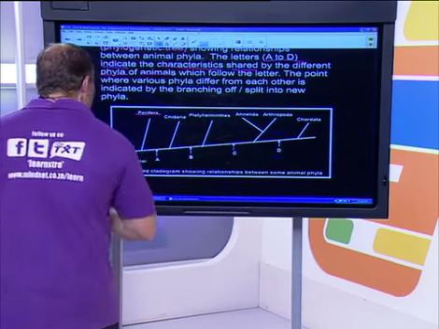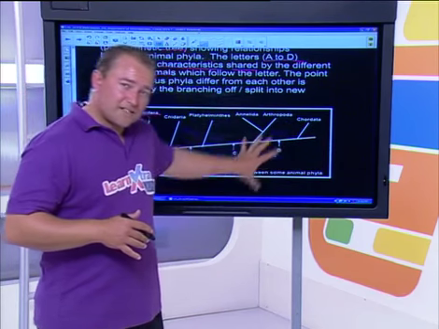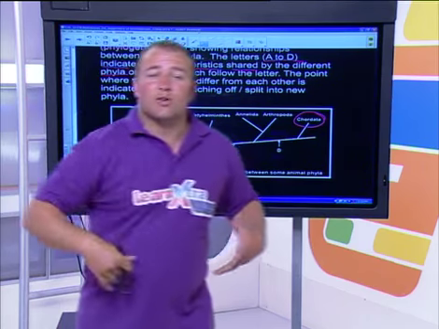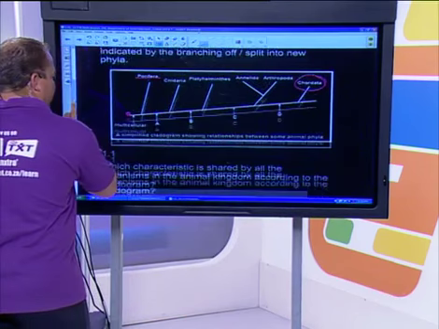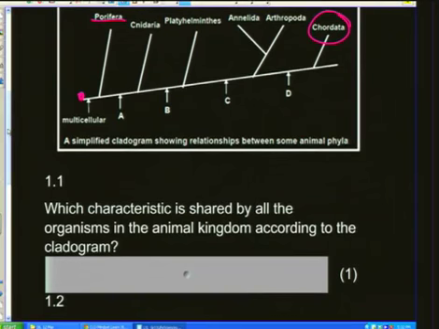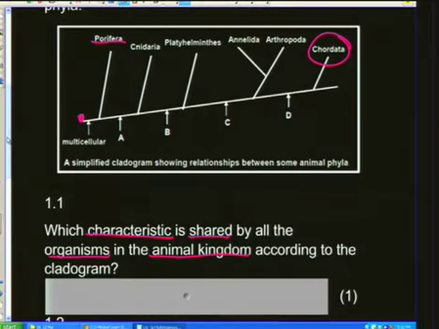Okay, so let's have a look at it. The questions they're going to ask are about this specific thing. And if you notice, we stopped at Chordata, which means they have a spinal cord, a backbone. So let's have a look at the questions. Here we go. Which characteristic is shared by all the organisms in the animal kingdom according to the cladogram? What characteristics do they all have in common?